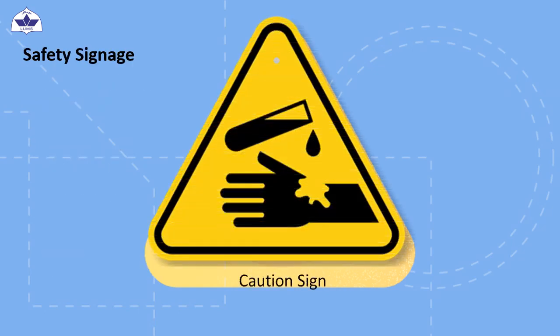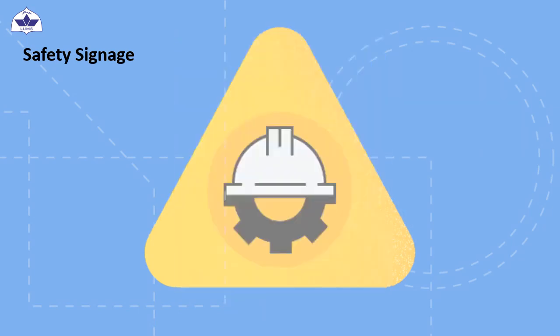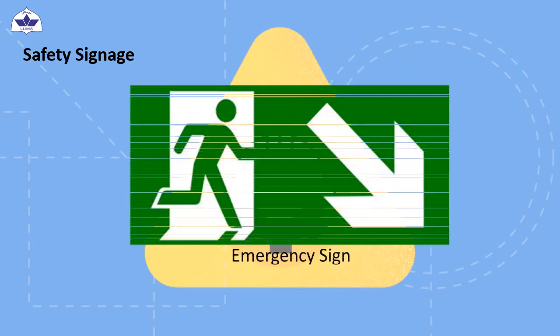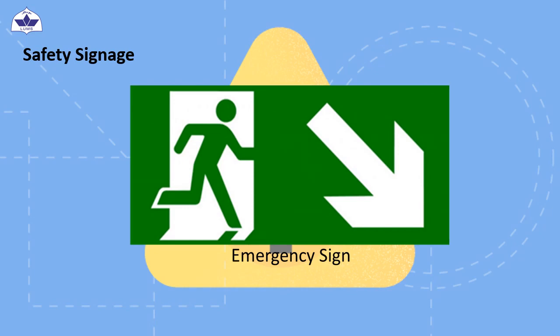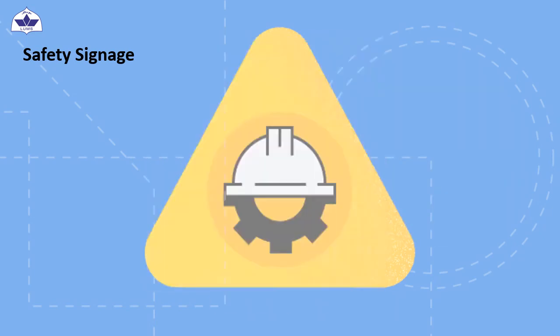Then we have safety signage. Focus on the color and also on the sign and anything else on the sign. Yellow and black shows a hazard sign, and red and white shows a fire equipment sign. This sign is very obvious: it's a prohibition sign, and you are not supposed to do anything if you see it, but we do the opposite anyway. Then we have the emergency exit sign, and the mandatory sign, blue and white.